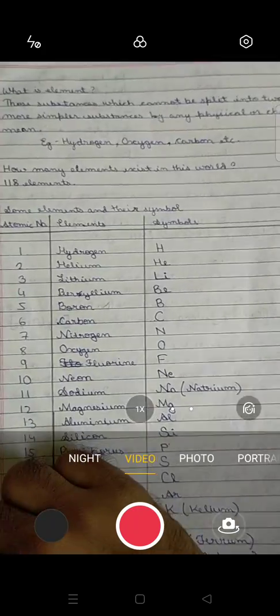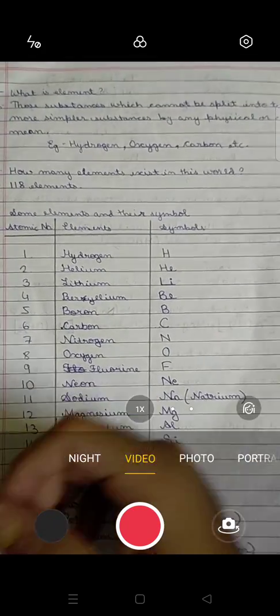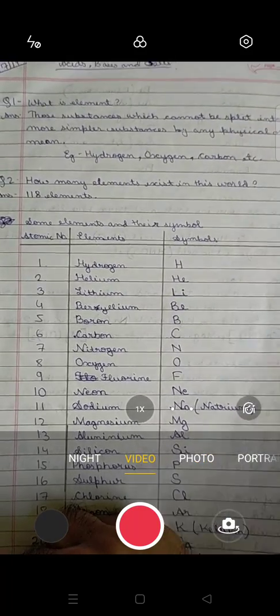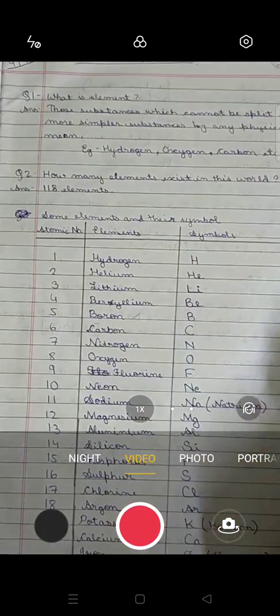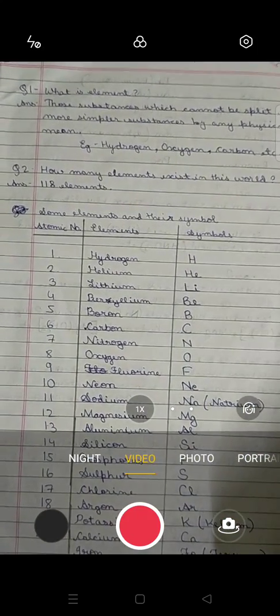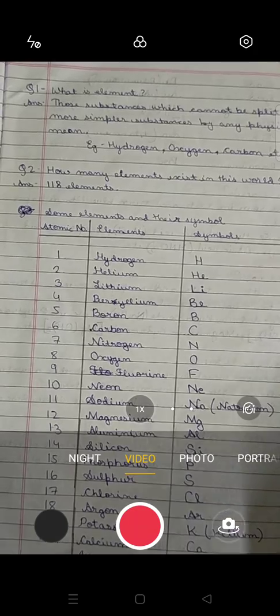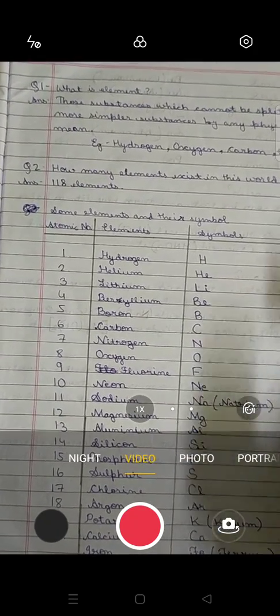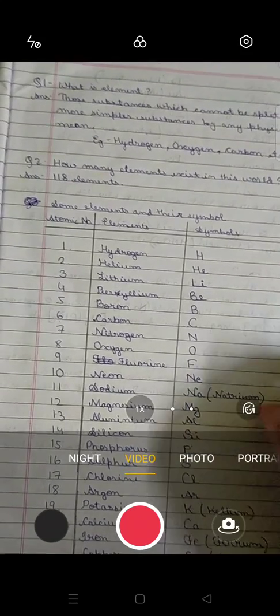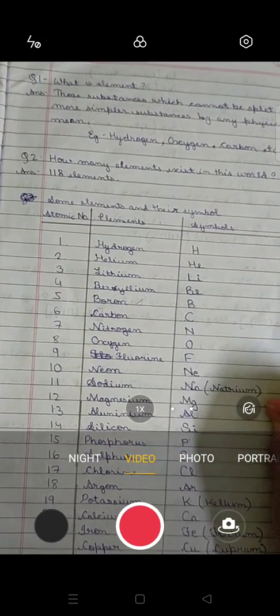So the element which is discovered first, its name is given first. For example, you have heard about Queen Elizabeth. The first person is termed Elizabeth, the next one is known as Queen Elizabeth II, then Queen Elizabeth III. Have you heard this or not? This way they add 1, 2, 3, 4. So the first one remains original.